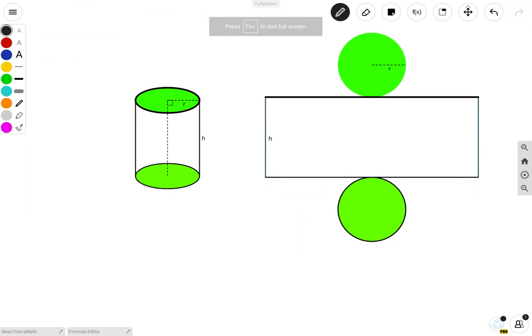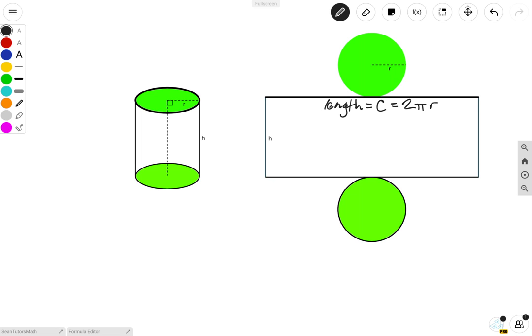Let's go ahead and set up our general equation before we go any further, and then we'll actually put some numbers to this. But here's our cylinder, and then here's its net, unraveled into its two-dimensional parts. So we've got our height, our radius, and then this length here, remember, is equal to the circumference, which is equal to 2 pi r.